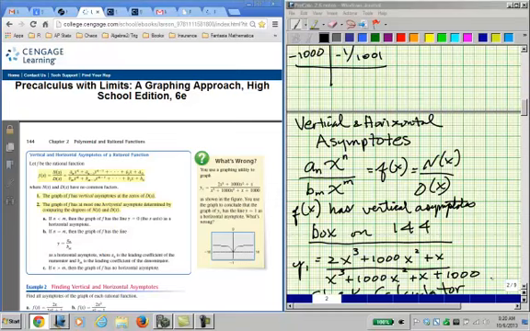If n is greater than m, so you have x cubed over x squared, then you will not have a horizontal asymptote. Now we'll get to those later. You're going to have what's called a slant asymptote. We didn't do those in Algebra 2, but we will do them this year.